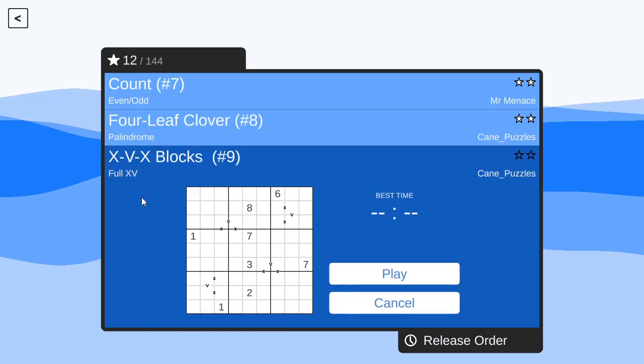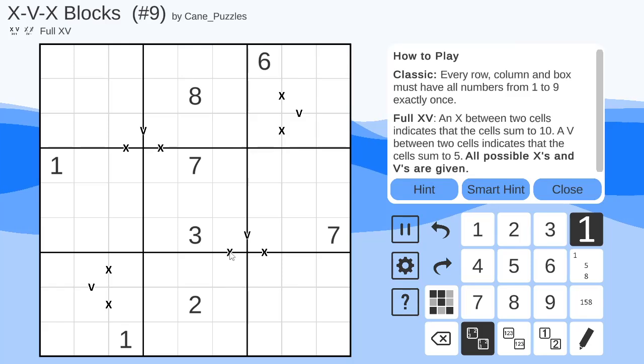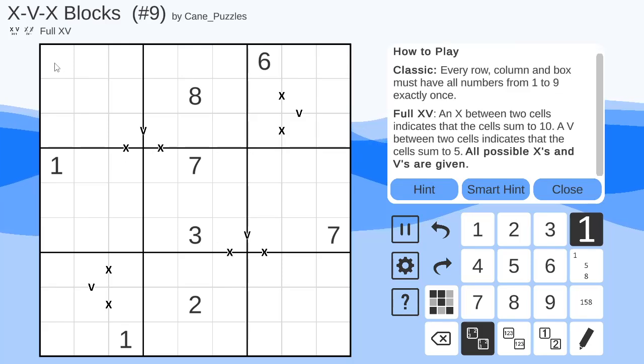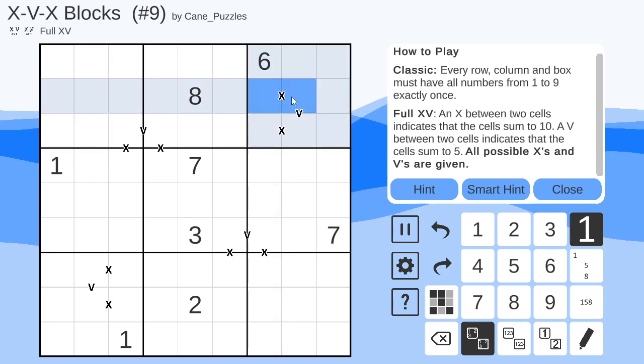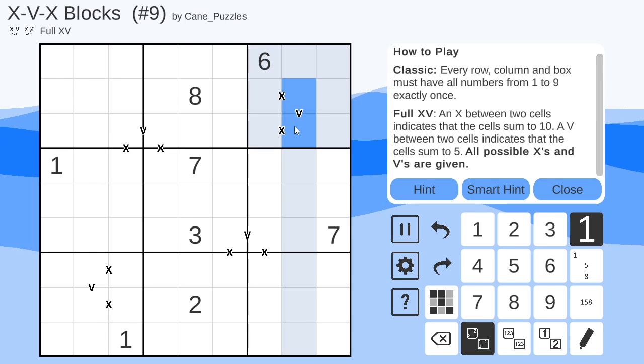We're on XVX blocks. Now let's begin. So, for every row, every column, and every 3x3 box, there is the digits 1 to 9. Full XV. And an X between two cells indicates that the cells sum to 10. A V between two cells indicates that the cells sum to 5. All X's and V's are given this time.